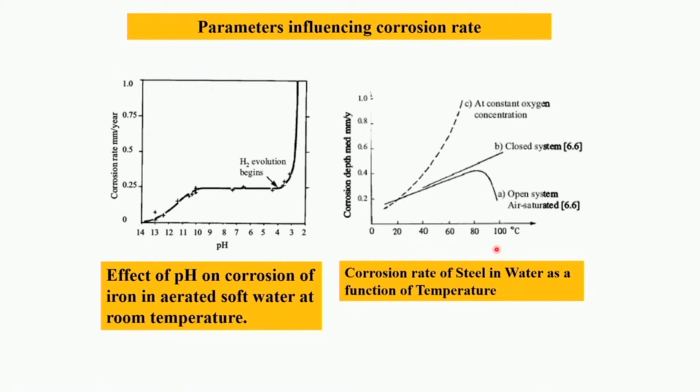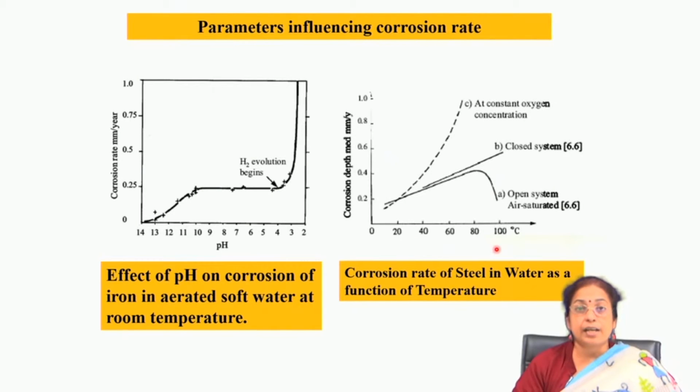The effect of temperature is very important, because corrosion is also a thermally activated process. As you go on increasing the temperature, the rate of corrosion increases, and it also depends on the kind of air there, how much concentration of air there is, and whether it is an open system or a closed system. In an open system, after a particular temperature, the corrosion rate or depth of corrosion decreases.